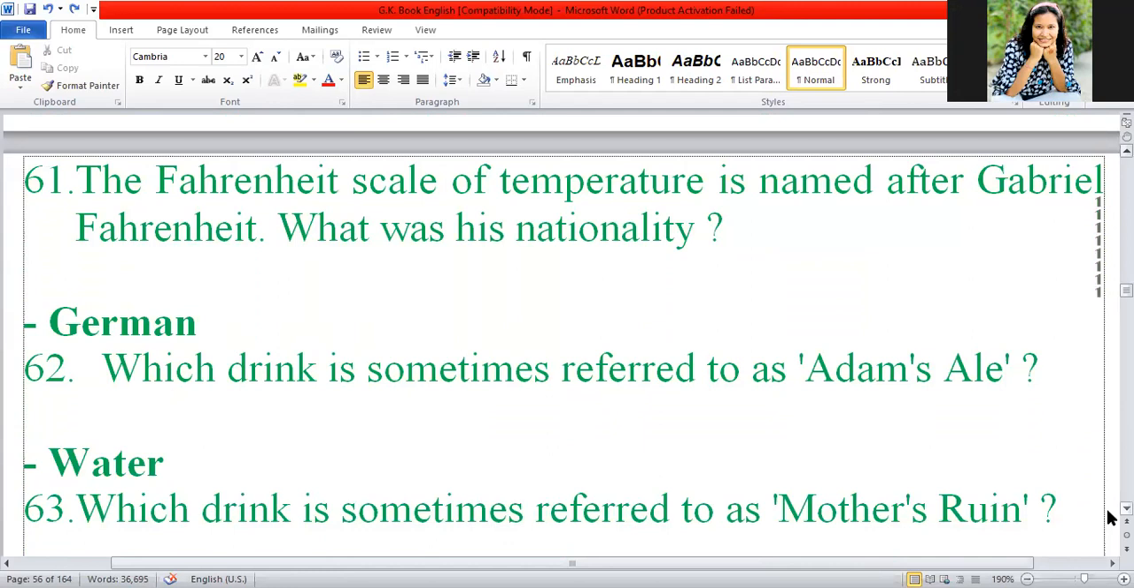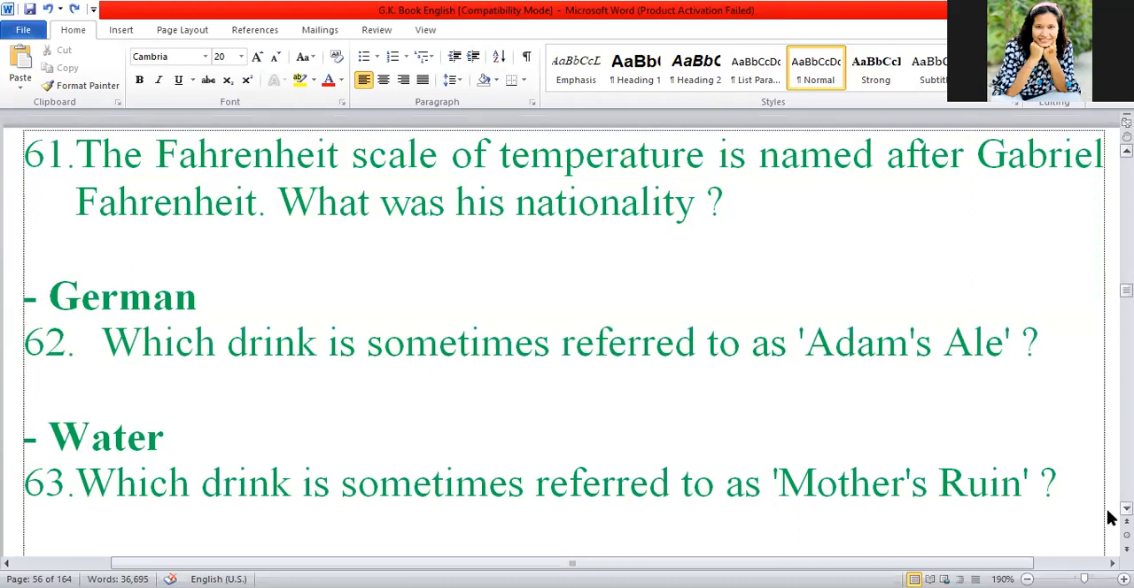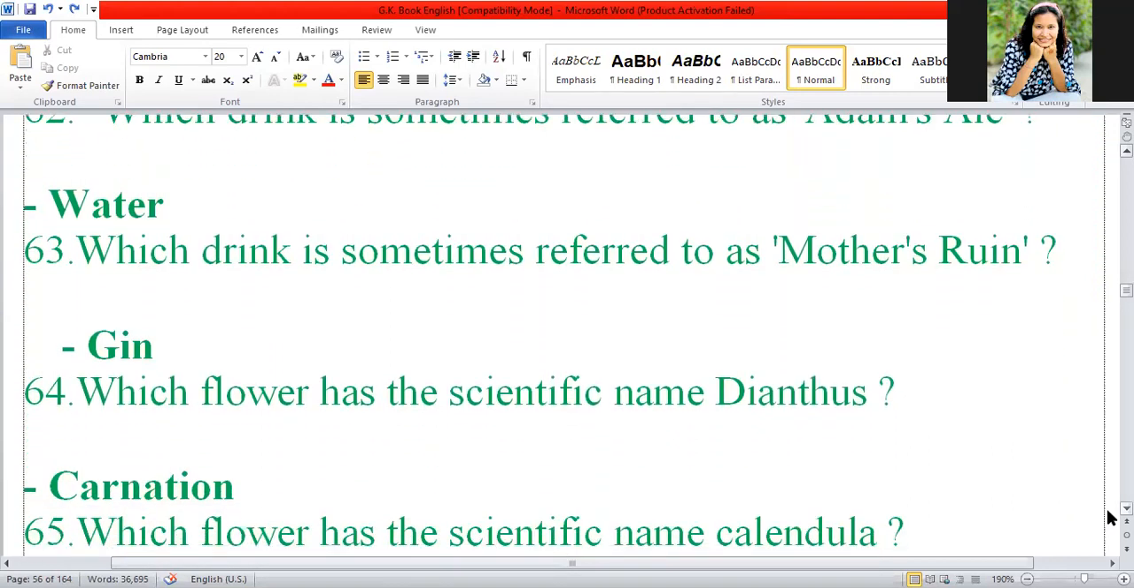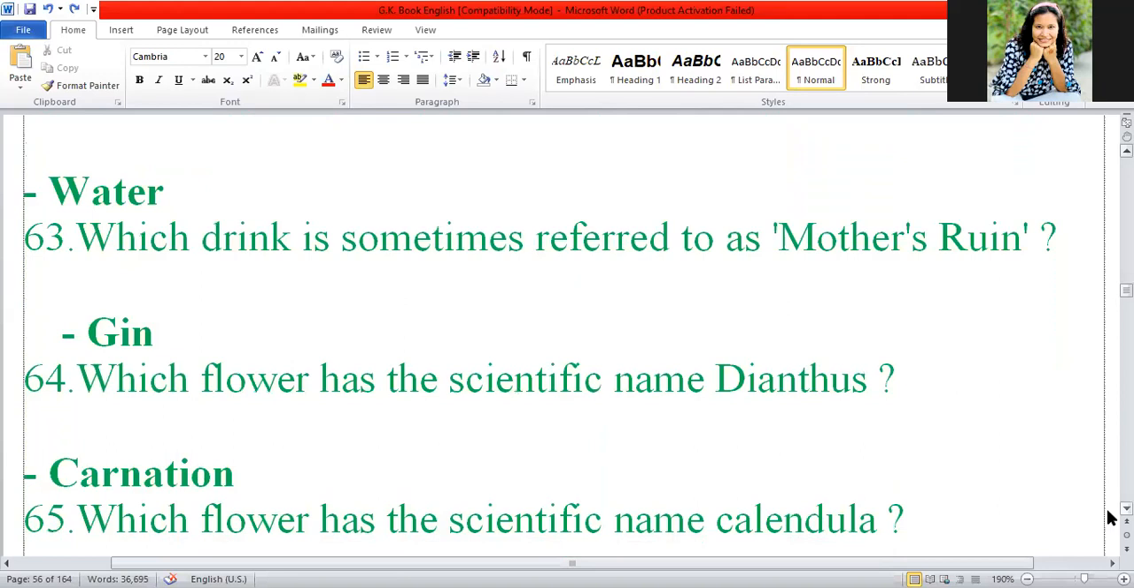Question number 63. Whose drink is sometimes referred to as Mother's Ruin? It is gin. Similarly, question number 64 was like this. Which flower has the scientific name Dianthus? The right answer is carnation.